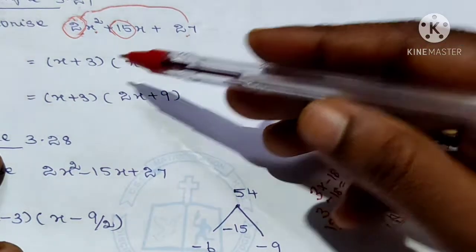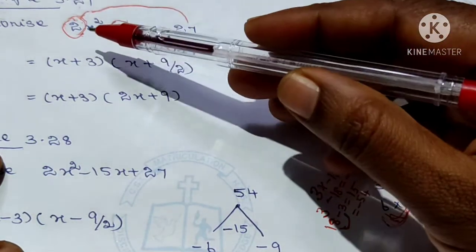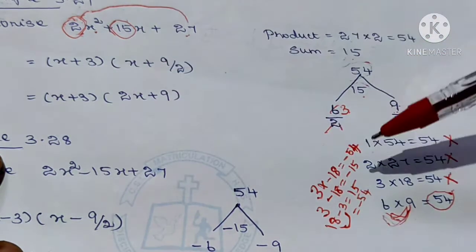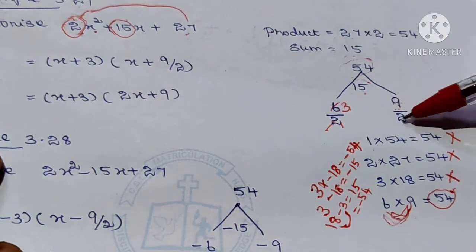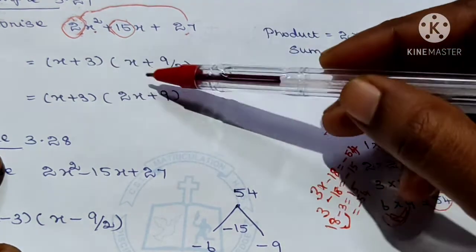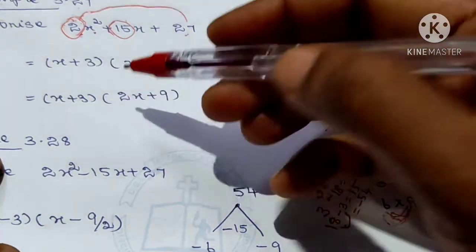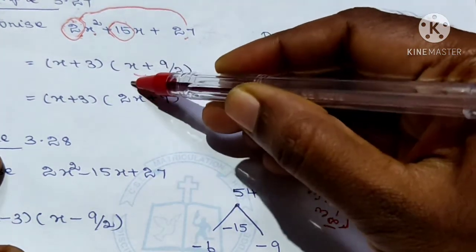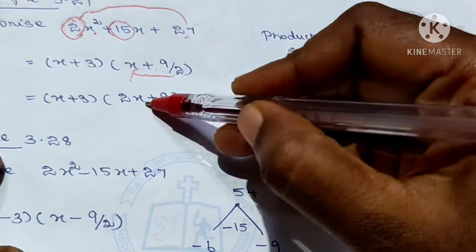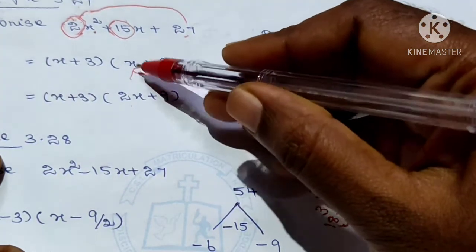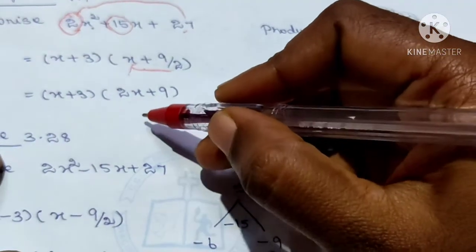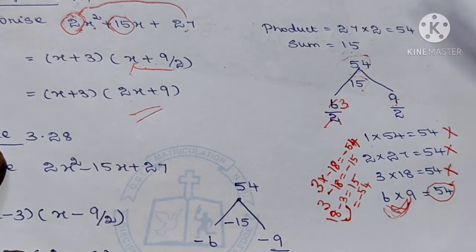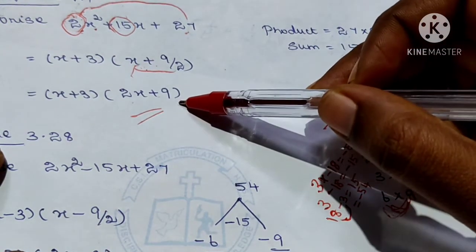So for the answer, you use the coefficient of x terms. So we write the factors using these x terms. So x plus 3 into x plus 9 by 2. Now just take the cross product and write. X into 2 gives 2x plus 9. So the factor of the given question is x plus 3 into 2x plus 9. This is the factor, x plus 3 into 2x plus 9.